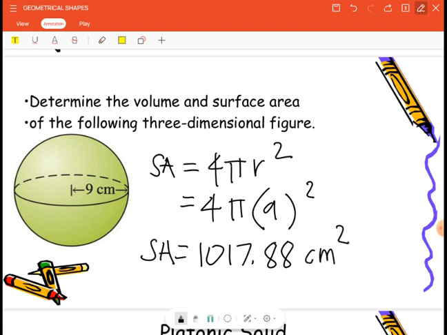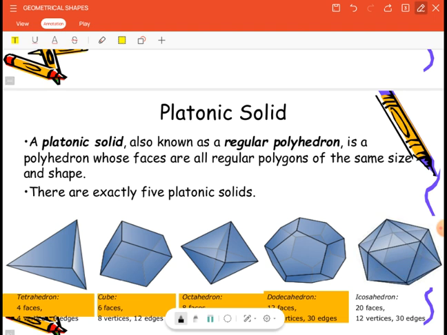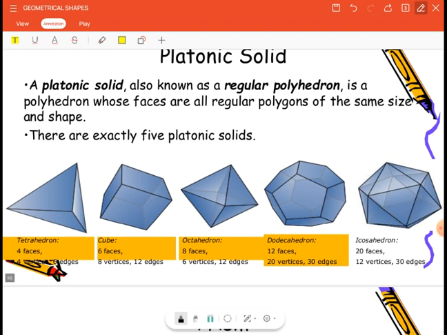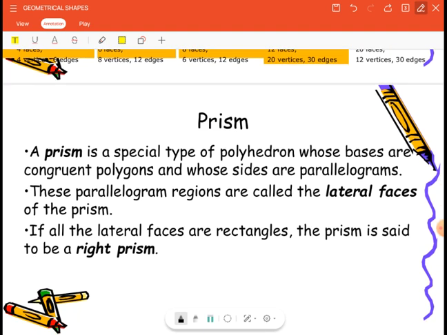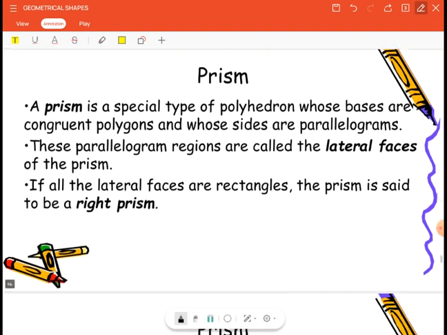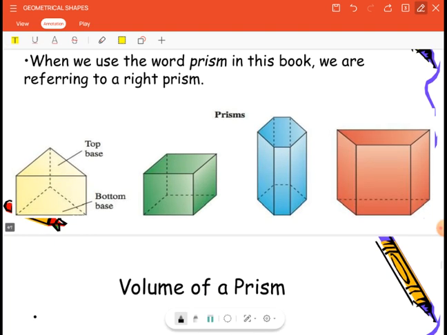Okay? Now, we come now to the platonic solid. So, ito naman ay another kind of regular polyhedron whose faces are all regular polygons. So, yung face niya ay it's either mga triangle, mga square, ganyan. Okay? Yan, yun mga sample. Prism, na-take up na natin to kanina. So, but the definition is, this is a special type of polyhedron whose bases are congruent polygons and whose sides are parallelogram. So, this parallelogram regions are called the lateral faces of the prism. So, ito yung mga sample ng prism.